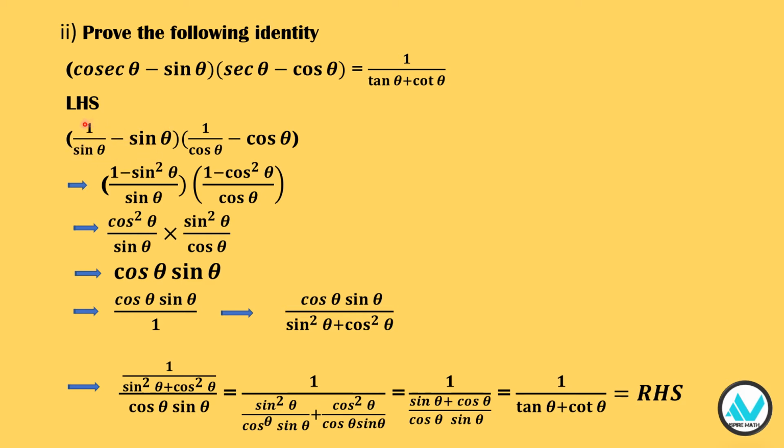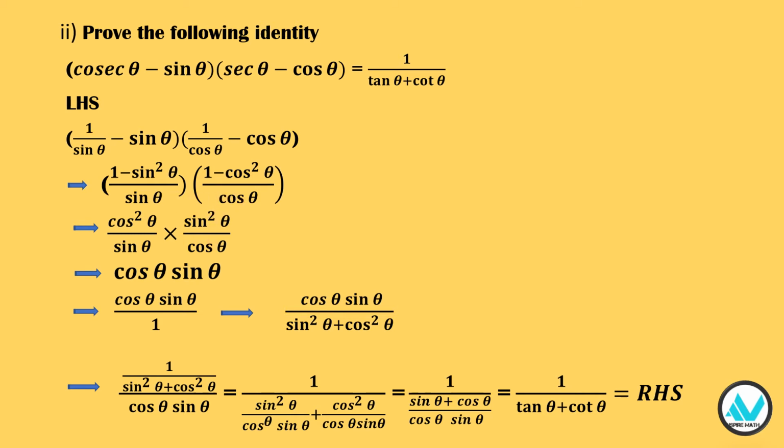Here my numerator becomes 1 minus sin square theta. Here again I can write cos theta as cos theta by 1. So my LCM becomes cos theta. The numerator becomes 1 minus cos square theta. Now let me apply the identity. 1 minus sin square theta is nothing but cos square theta. 1 minus cos square theta is nothing but sin square theta by sin theta into cos theta.